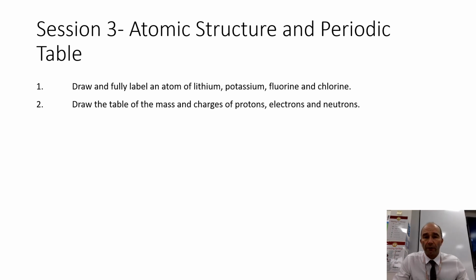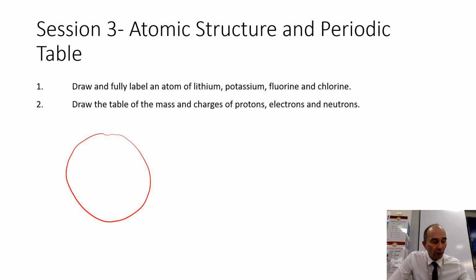And you've got 5 activities to do. The first one, you need to draw and fully label an atom of lithium, potassium, fluorine and chlorine. Now you should be used to drawing circles showing the electron configuration, but don't forget about labelling the nucleus as well.